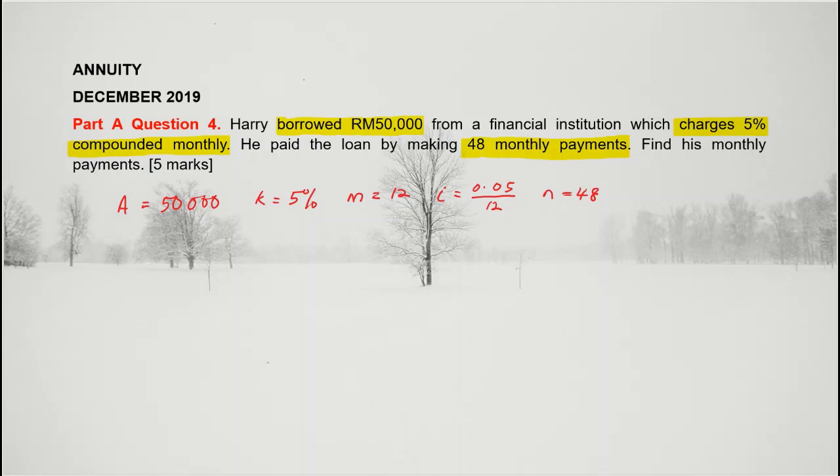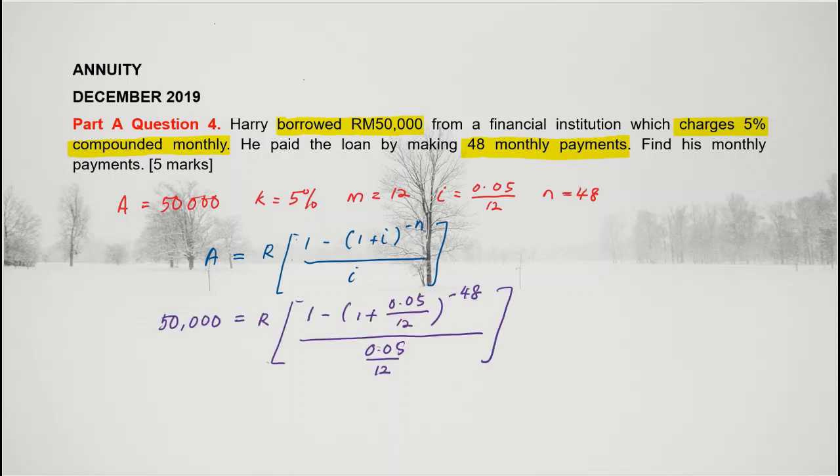In this case, we are going to use the present value of an annuity formula, since we already have the value of A. So, A is equal to R multiplied by open brackets, 1 minus open bracket 1 plus i close bracket to the power of negative n, the whole thing in the numerator divided by i, close bracket. Next, we substitute the value of A with 50,000, the value of i with 0.05 divided by 12, and the value of n with 48, into the present value of an annuity formula.